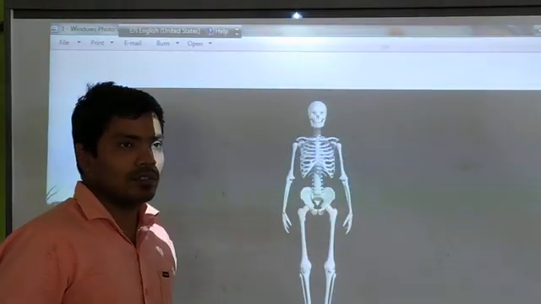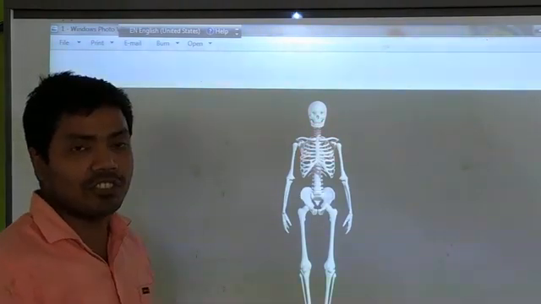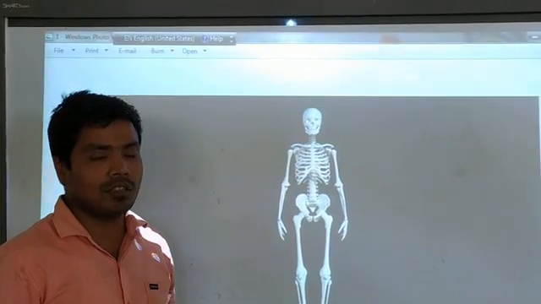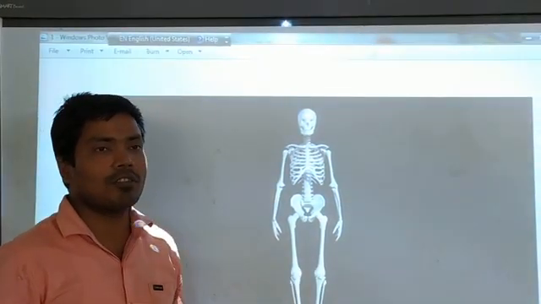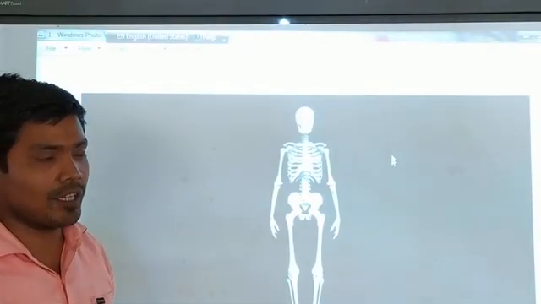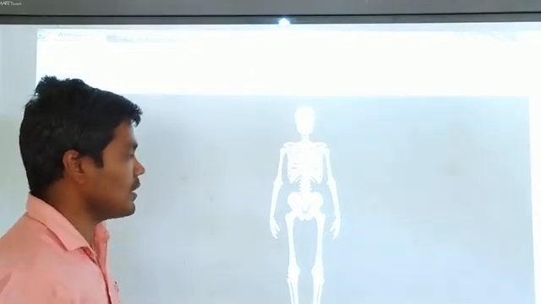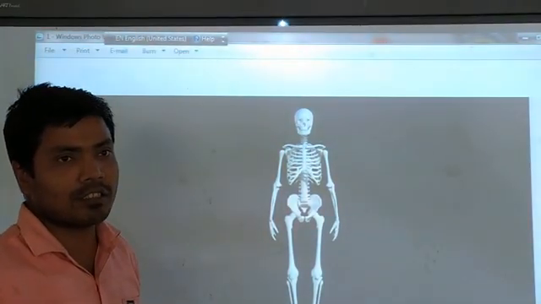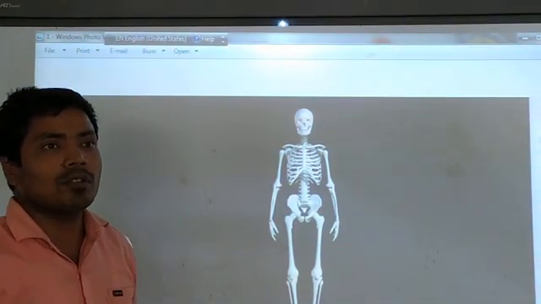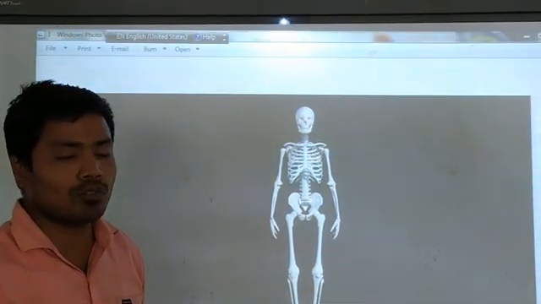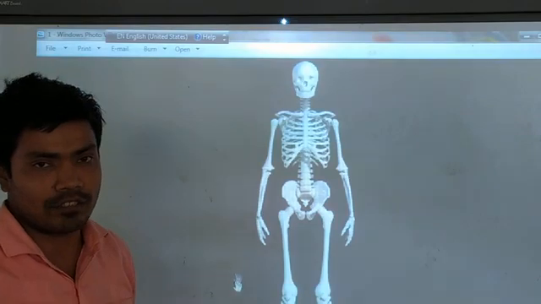Now, this is the class of grade 3. Before, that means we read in previous classes about the organ systems. Today we will explain it. Okay? Now at first we have to explain the skeletal system. What do you mean by skeletal system? A skeletal system means our body has 206 bones and all bones together make the skeletal system.